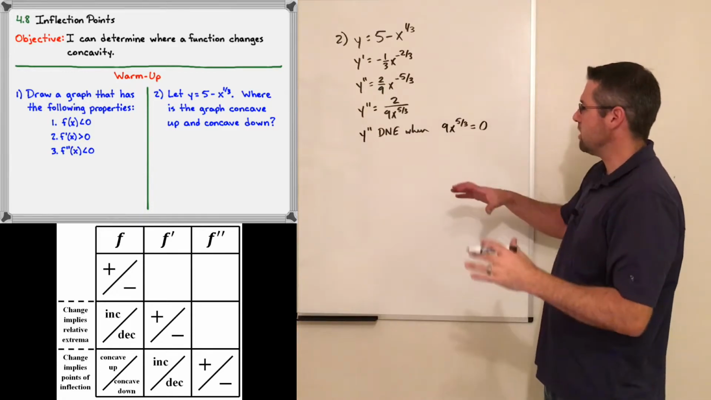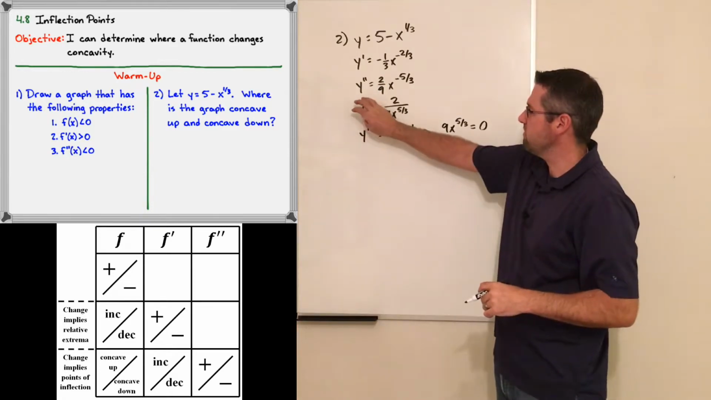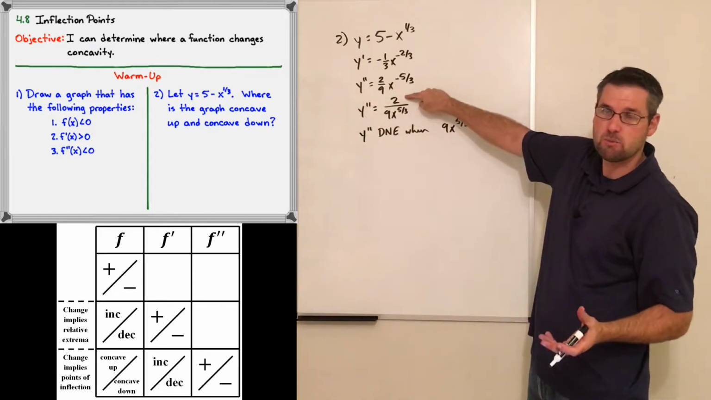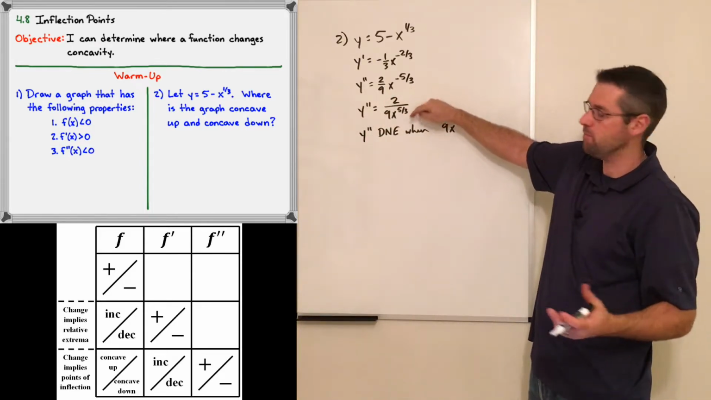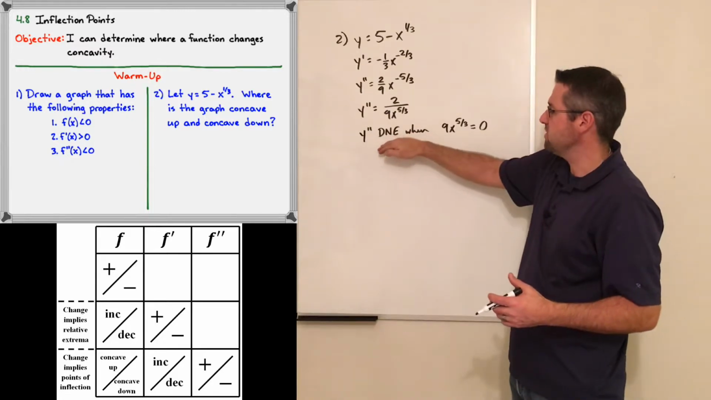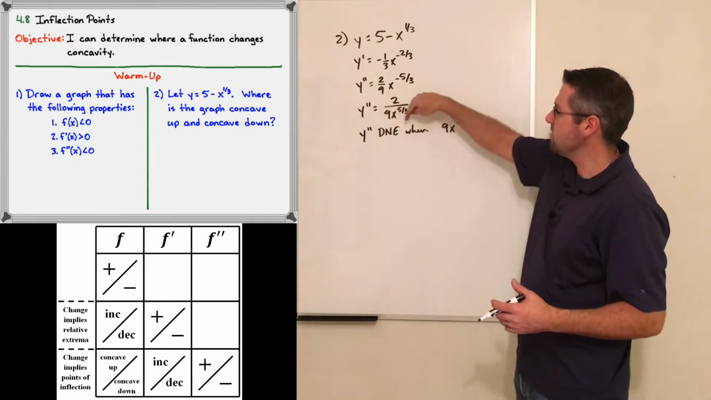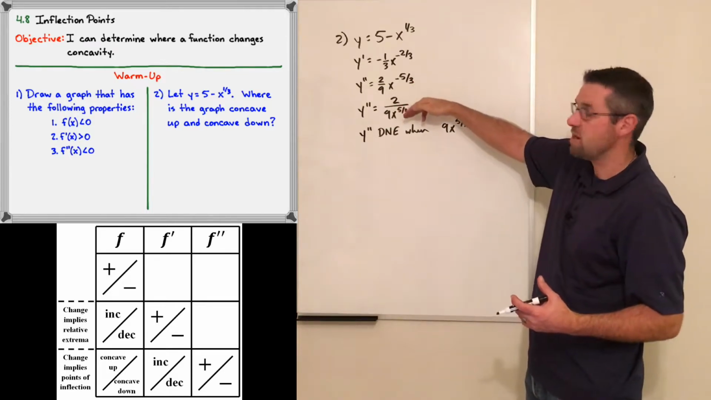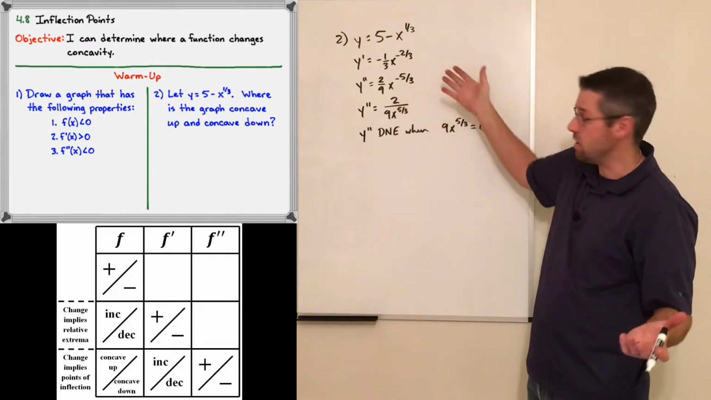So just a clarification, if the second derivative is equal to 0, that would imply that the numerator has to equal 0, because 0 divided by anything is 0. But if the second derivative does not exist, that would imply that the denominator is equal to 0, because then we would have a number divided by 0, which does not exist.